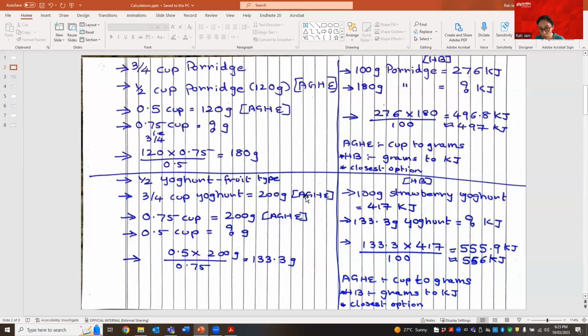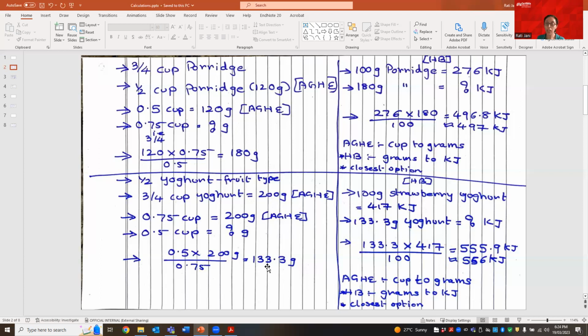So when I look at the Australian Guide to Healthy Eating, it tells me that 3/4 cup of yogurt is roughly 200 grams. You know what 3/4 is in decimals? It is 0.75. So the AGHE is telling me 0.75 cup of yogurt is 200 grams. I want to know for half a cup of yogurt, which is 0.5 cup, how many grams is that? Again, cross multiply: 0.5 times 200 divided by 0.75. This will give you 133.3 grams.